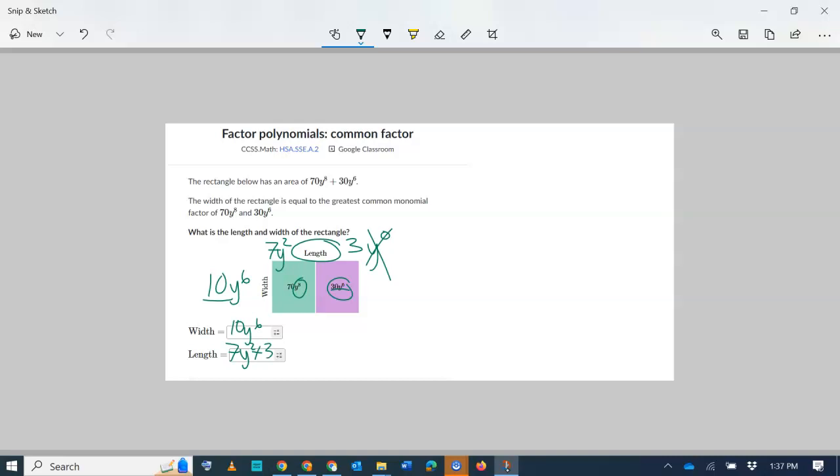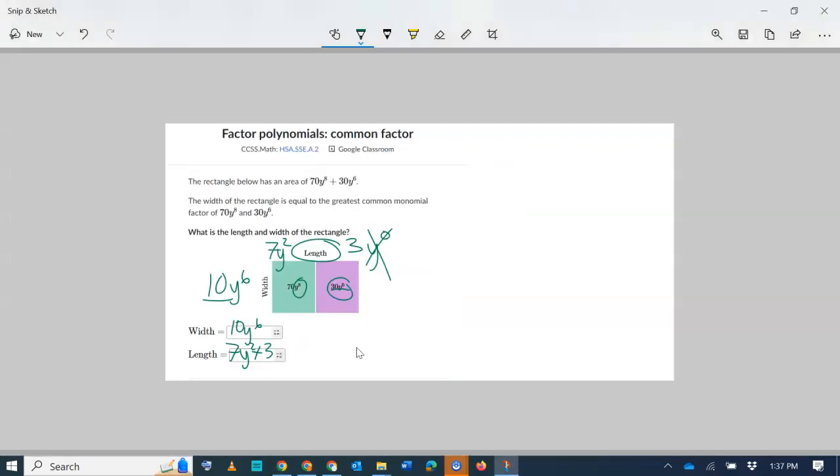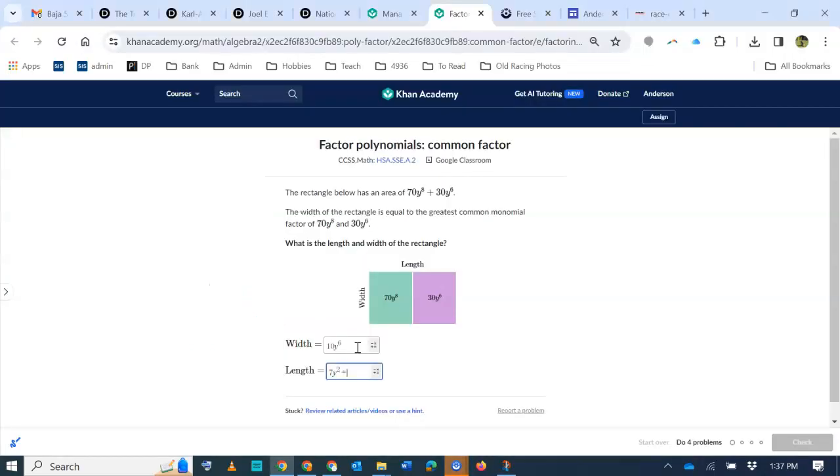So our answer here is 10y to the 6th times 7y squared. Sorry, I didn't say that right. 10y to the 6th is the width, and the length is 7y squared plus 3. Sorry, I wasn't thinking right.